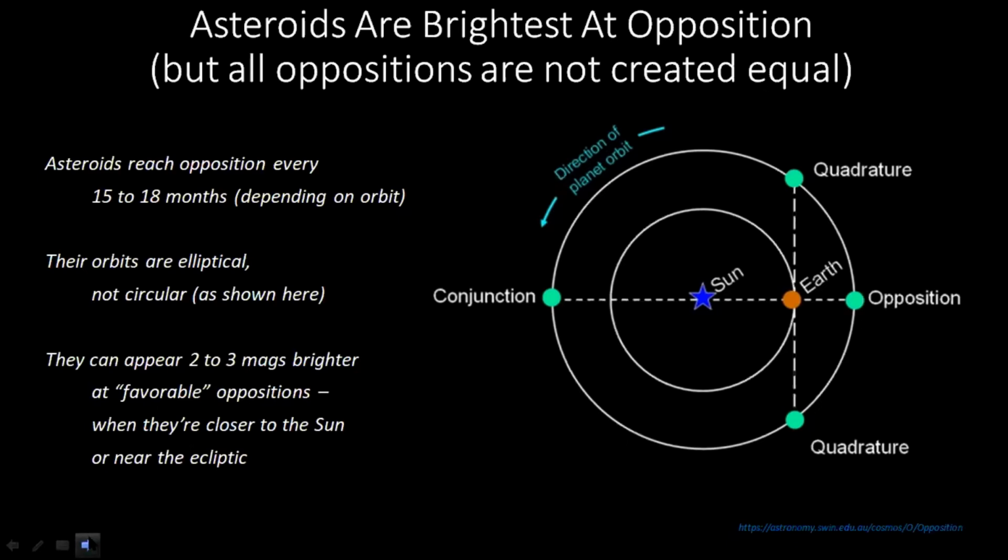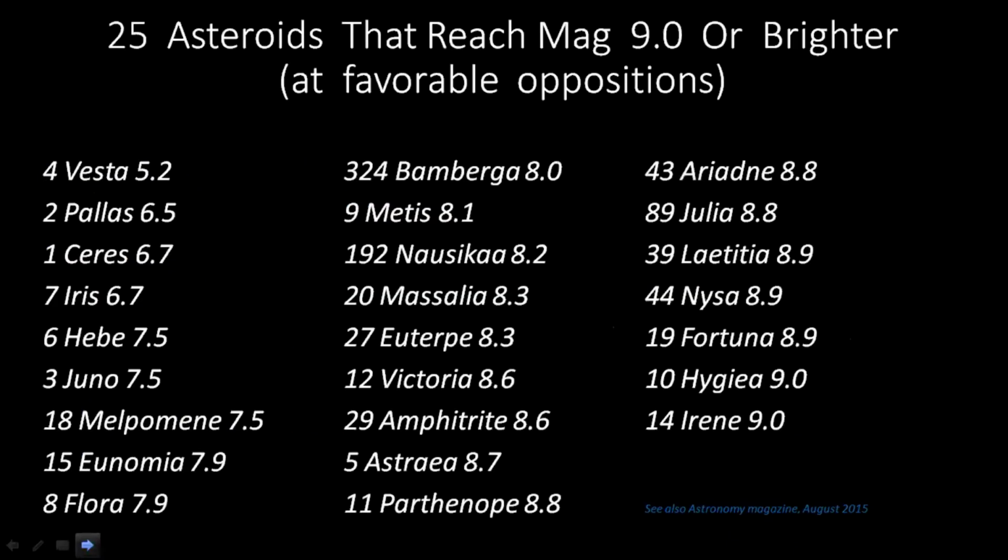So where does that leave us? What does all that come down to? Well, it comes down to this. There are at least 25 asteroids that are going to reach magnitude 9.0 or brighter at favorable oppositions. Now, that pair of binoculars that you bought years ago to take to football games with you is probably a 50 millimeter objective, about 2 inches across. And those binoculars can see down to about magnitude 10 or 11.